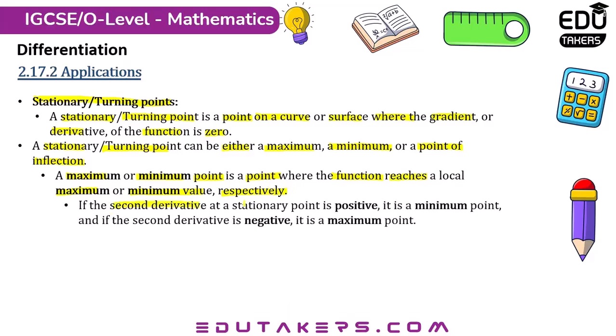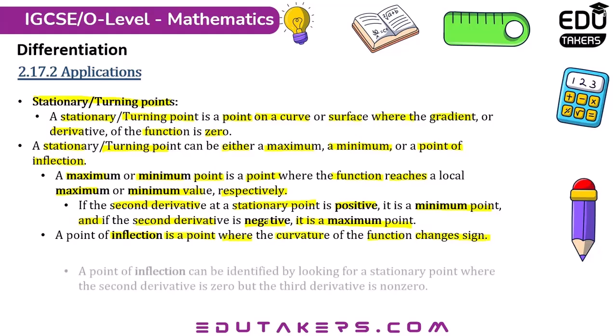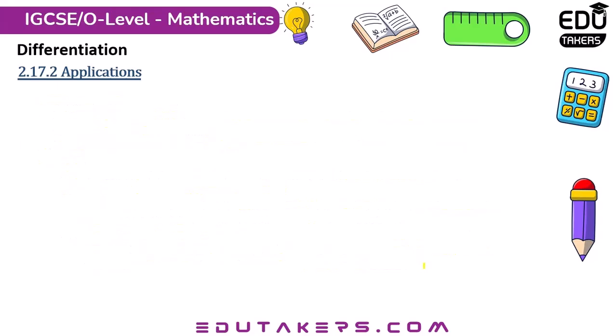If the second derivative at a stationary point is positive, it is a minimum point, and if the second derivative is negative, it is a maximum point. A point of inflection is a point where the curvature of the function changes sign. A point of inflection can be identified by looking for a stationary point where the second derivative is 0 but the third derivative is non-zero.